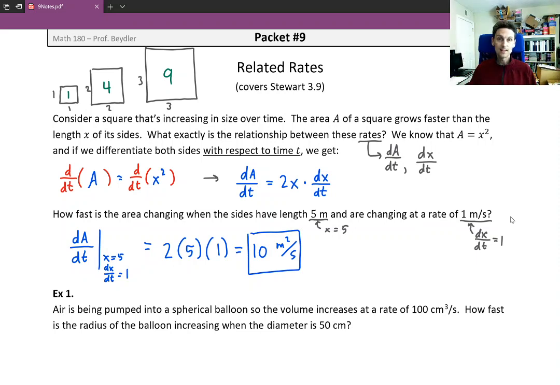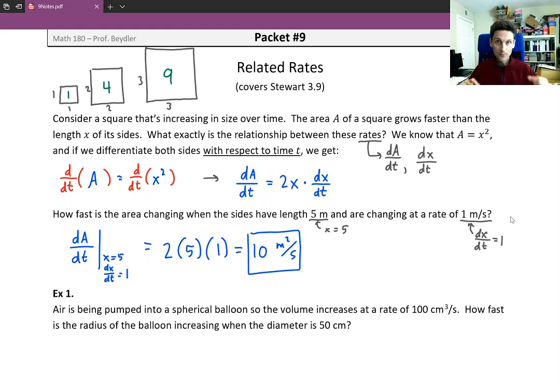So that's how fast the area is changing when the sides have length 5 meters and are changing at a rate of 1 meter per second. One thing to notice is that we need both of those conditions in order to figure out how the area is changing with respect to time. Just knowing that the sides are changing at a rate of 1 meter per second doesn't say exactly by itself how fast the area is changing.